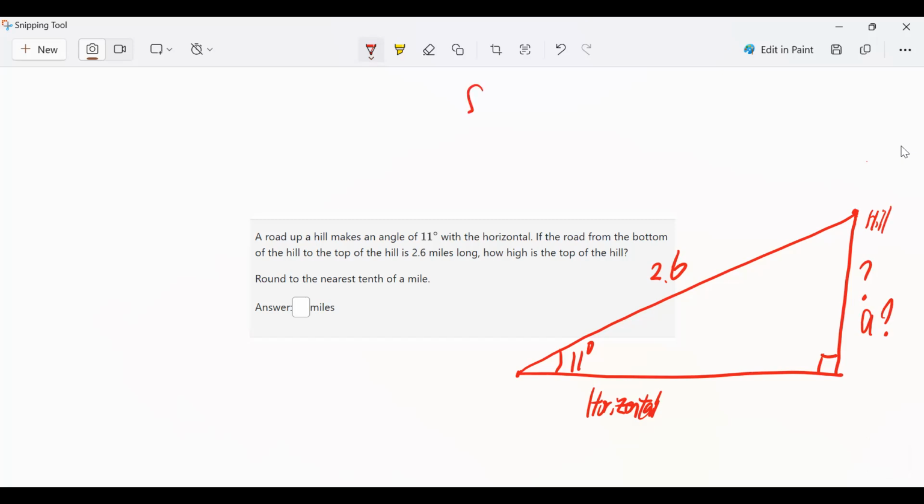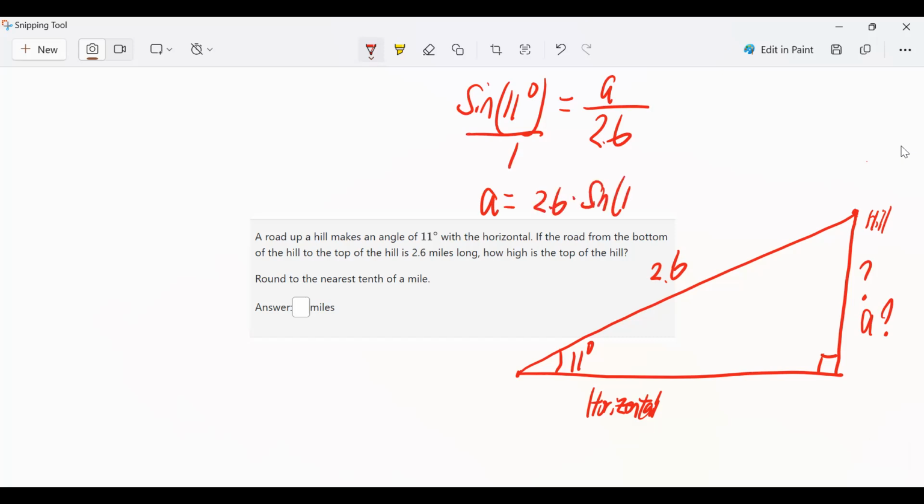Sine of the 11-degree angle equals A over C, right? C is 2.6 units, the road up the hill. Then solve for A. A equals 2.6 times sine of 11 degrees. And then we can use a calculator to get a result.